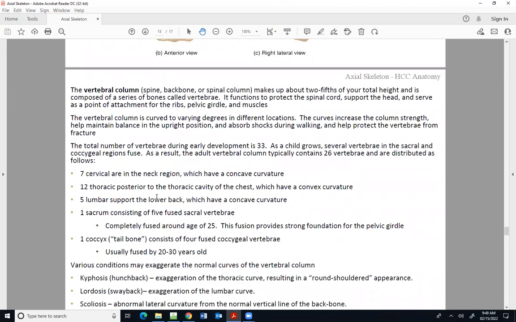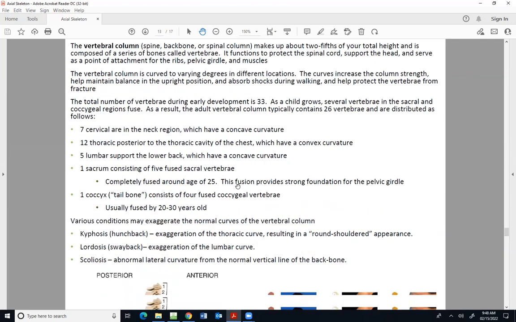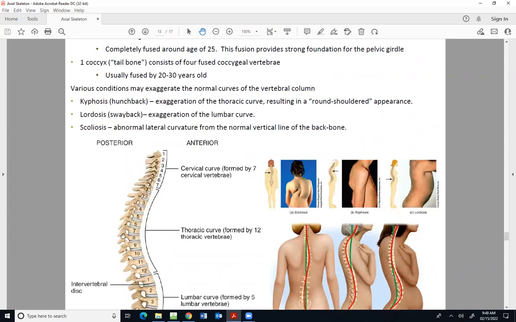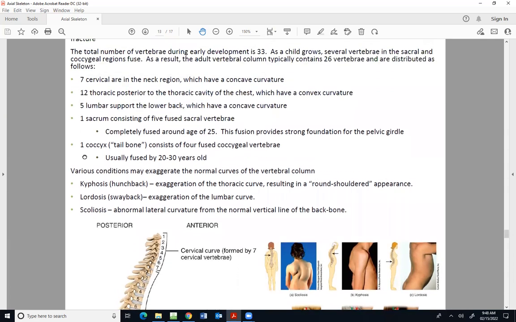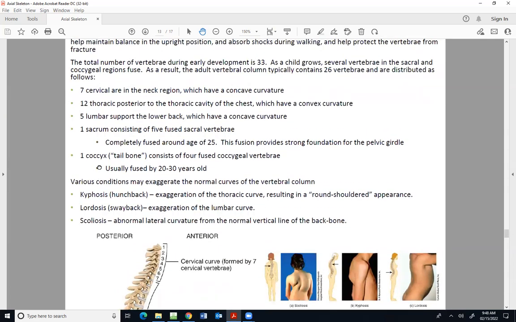But the function of these various curves in these different locations is to increase the strength of the column, help maintain balance in the upright position, absorb shock during walking, and help protect the vertebrae from fracture. So think of it, it's going to bend and flex as we move up and down and around in all sorts of different ways. So it's protective in that way.